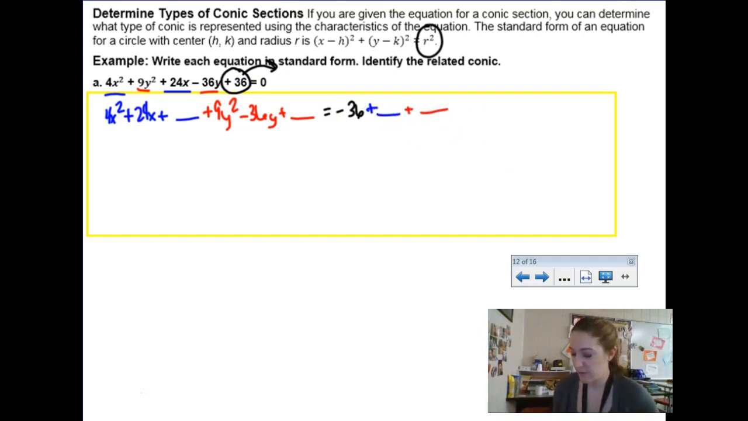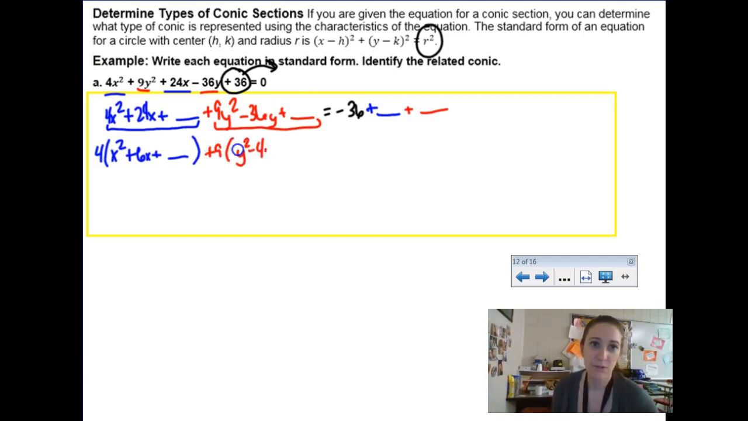And we've got the added bonus fun of having things that are not 1 in the first term. So first thing we need to do is notice that there is a common factor of 4 in this blue group. So if I factor the 4 out, now we have x squared plus 6x, which we will complete. And similarly for the red group, we have to factor out a 9. So we have y squared minus 4y plus equals, I already have this negative 36 over here, and then we will complete the square again. Balance it out.